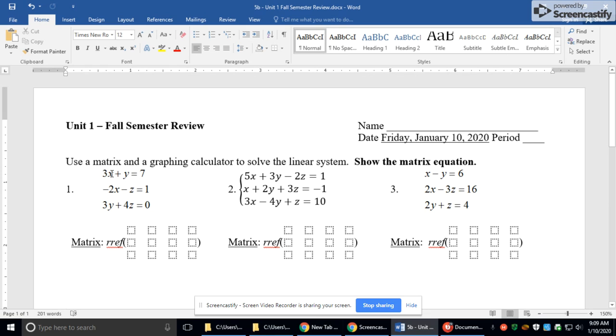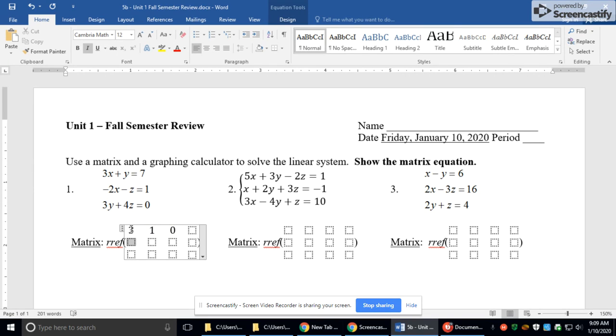Here on number 1, I have 3x plus y equals 7, negative 2x minus z equals 1, and 3y plus 4z equals 0. So you see you only have two variables in each equation, but you have three different letters: x, y, and z. So you have to use a 3 by 4 matrix. Remember, with matrices, you just put the coefficients. I have an x column, so I'll just put 3, but don't put the x. I have a y column, so how many y's do I have in that one? Just one y. I don't have any z's, so 0.